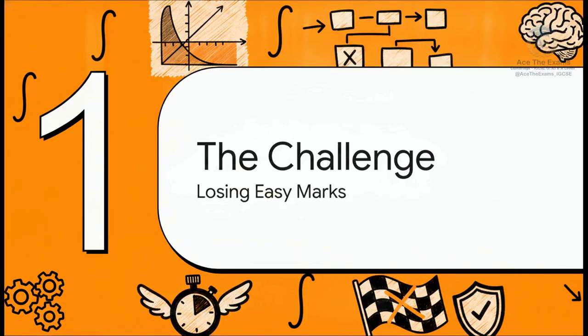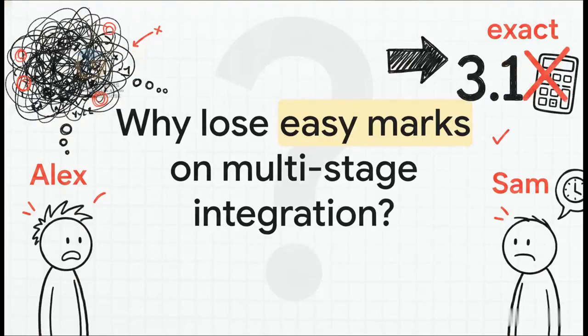Let's start right at the beginning with section 1, the challenge, and really dig into why losing easy marks in integration is such an epidemic. So why exactly do students lose easy marks on multi-stage integration? Let's really unpack this. In multi-stage analysis questions, like for instance finding the bounded region between a quadratic curve and a linear line, you are dealing with a massive cognitive load. This isn't just a simple one-step operation, where you plug a number into a formula and you're done.